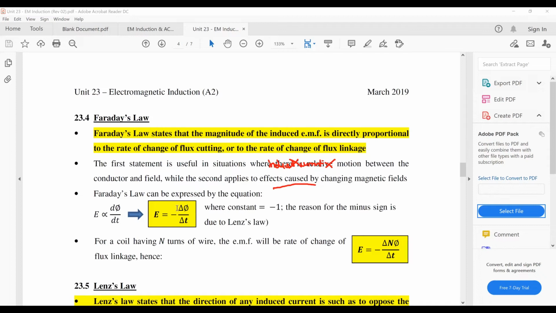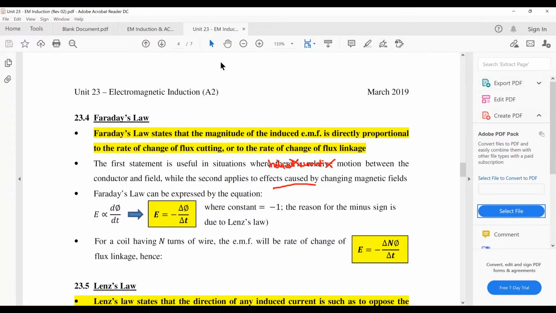So expressed mathematically, EMF is rate of change of flux linkage, rate of change of flux. If you want to write it out in the form of an equation, this one is how it looks like. Okay, EMF is rate of change of flux.